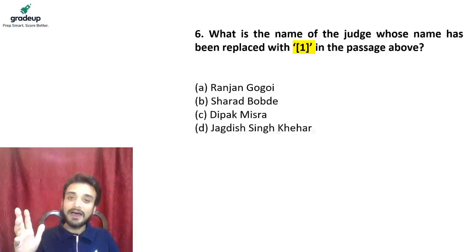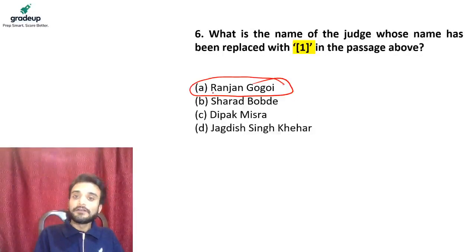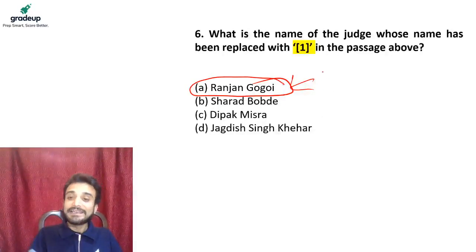The correct answer is none other than Captain Fantastic. A lot of people have given me the right answer, and the correct answer is option A, Ranjan Gogoi. The former Chief Justice of India, before his retirement, held that the office of the Chief Justice comes within the purview of the Right to Information Act. Am I clear?